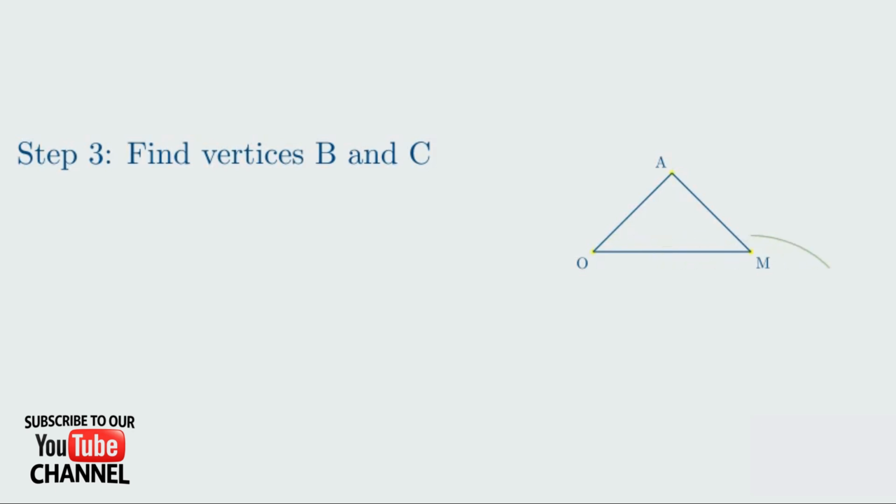Now, placing the compass on the midpoint M of the side BC, we'll draw a circle with the radius OA. The circumference of this circle must intersect the line that passes through M. The intersection points of this circle with the line through M are our missing vertices, B and C. Let's mark them clearly. We've found them. The points where our circle intersects the line through M are the 2 missing vertices, B and C. Notice that the circumcenter O is equidistant from A, B, and C, as it should be.